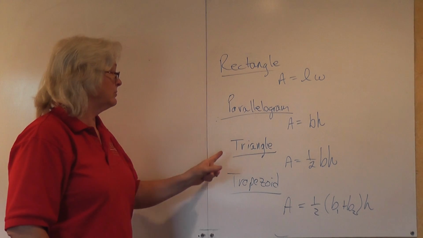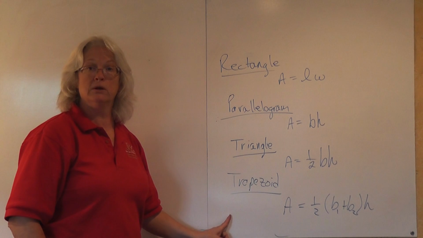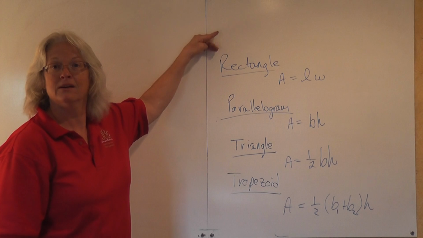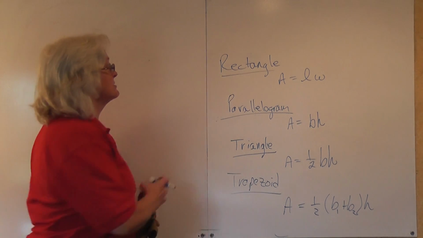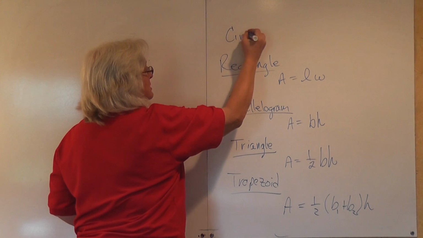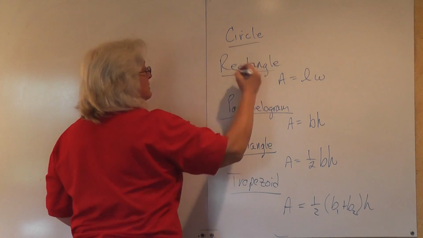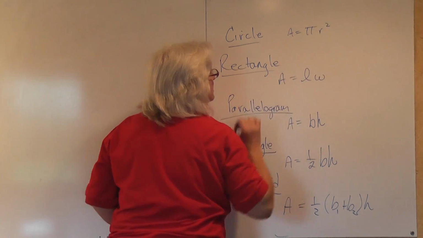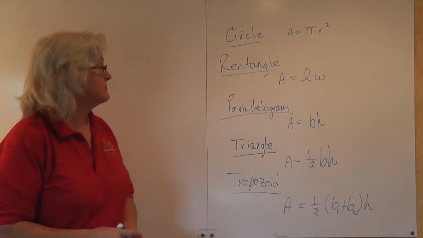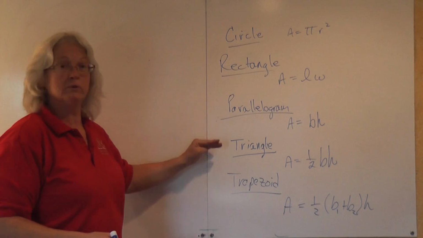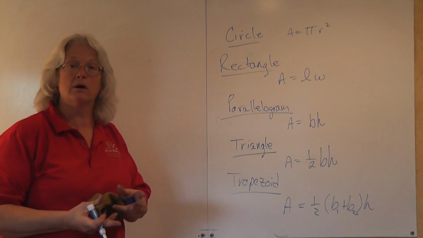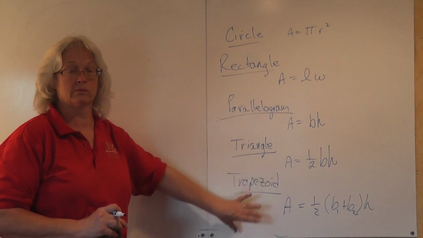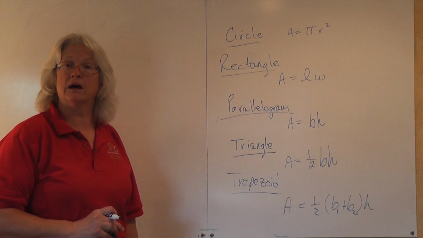Rectangle, parallelogram, triangle, trapezoid. What did we talk about today? We talked about the area of a circle. The area of a circle was our other geometric shape, and the area of a circle is pi times the radius squared. Get all of these area formulas memorized. You cannot come up with the answer unless you know the formula. Okay? Shoot me a text if you're stuck, and I'll see you next time.